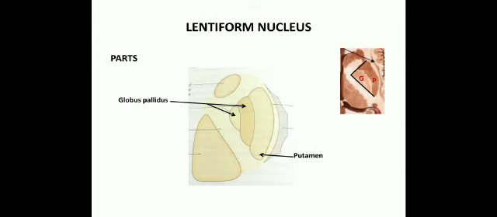So, in another picture, in the dissected part, we can observe the putamen represented by P and the globus pallidus represented by letter G. So, these two are separated by a thin lamina of the white matter, which is represented by the thin white line.